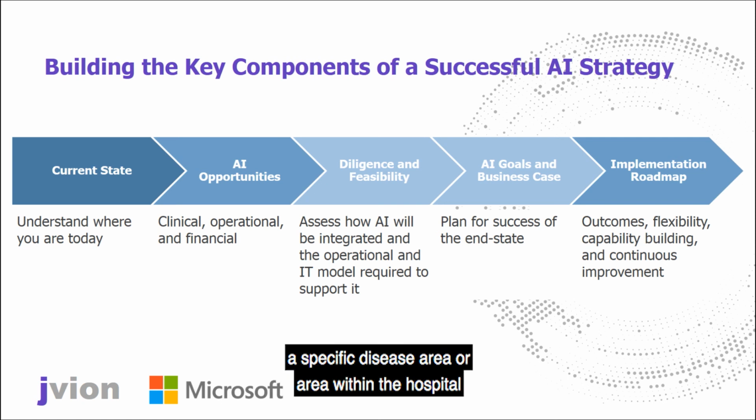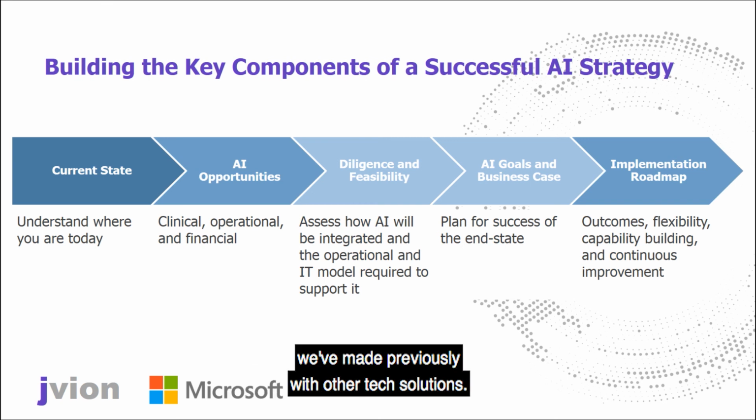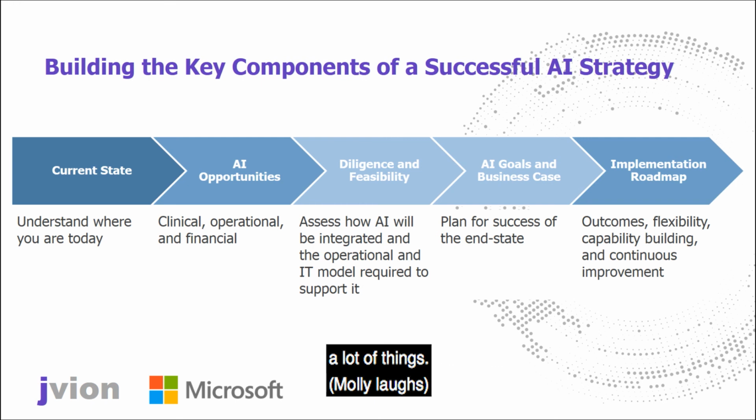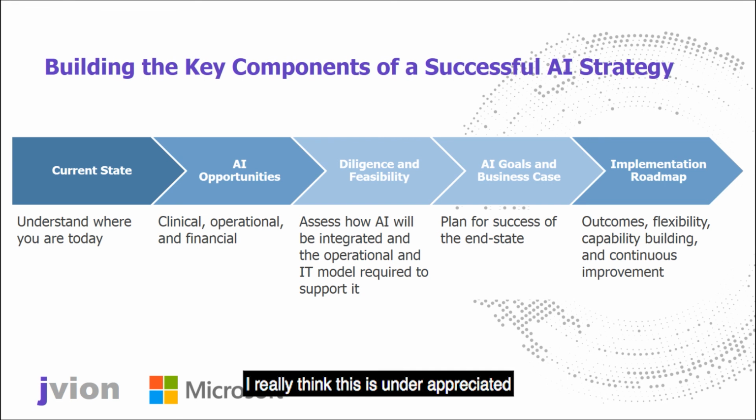So I think it's so critical, as you mentioned, to have that strategy, not just as a specific disease area or area within the hospital, but as an overarching strategy for the organization, because you want to really avoid not knowing what the right and left hand are doing simultaneously. And so hopefully that's an area where we can learn from some of the mistakes we've made previously with other tech solutions. Again, there's so much to say. This is like sampling at the buffet today, and a lot of fun, but it's really quick.